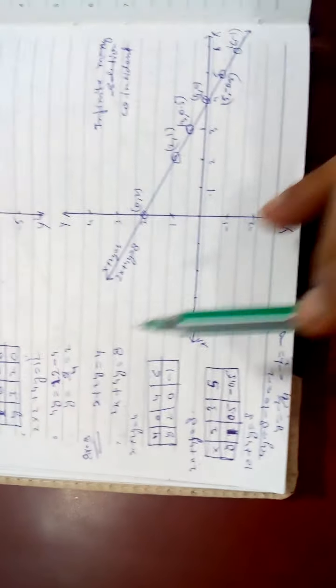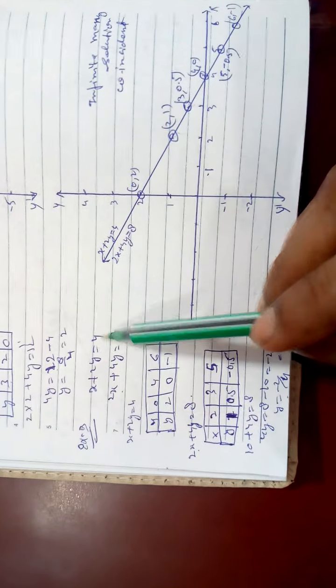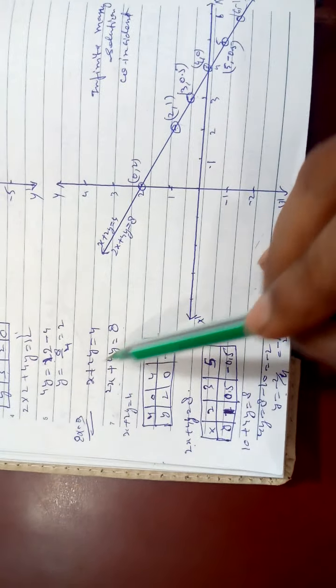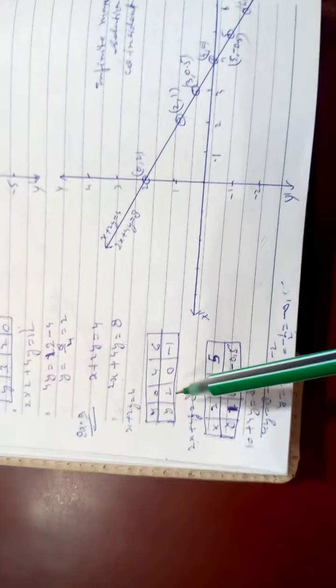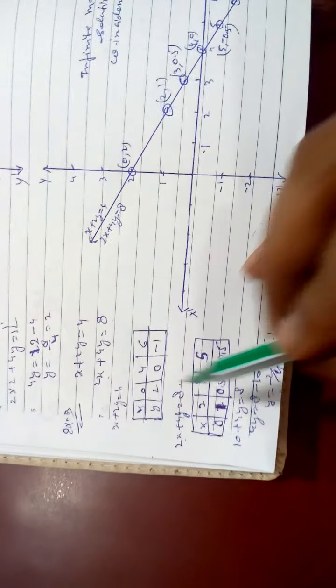The third example I have taken is overlapping: x plus 2y is equal to 4, and 2x plus 4y is equal to 8. When you take 2 common in this, you will again get the same equation. But don't take it that way; I have taken two graphs. One, I am taking 0 comma 2.